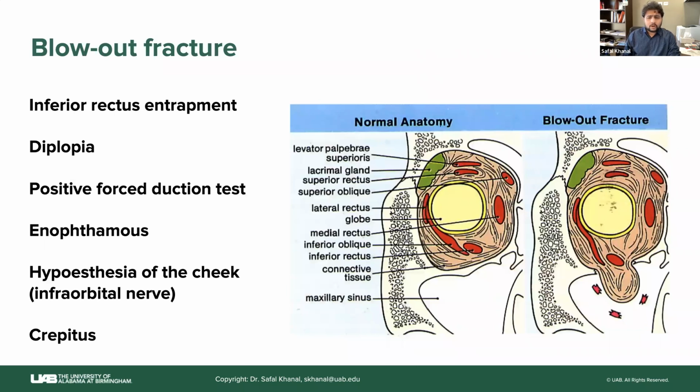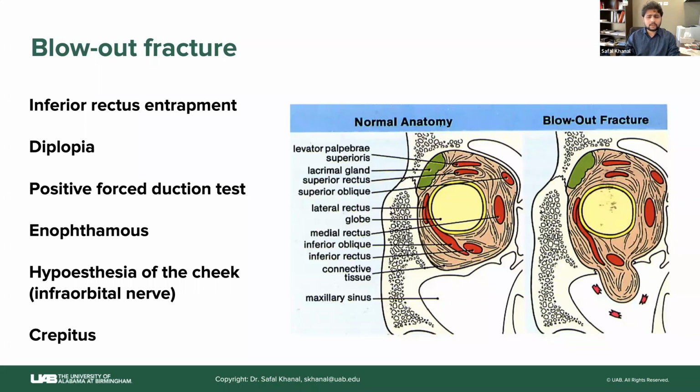So what happens in blowout fracture? If there's a trauma with a physical force to the orbit, then what happens is that the inferior wall is broken, and most of the contents drop down into the maxillary sinus. So you see the contusion in that part, and of course the inferior rectus is here, so it is entrapped.